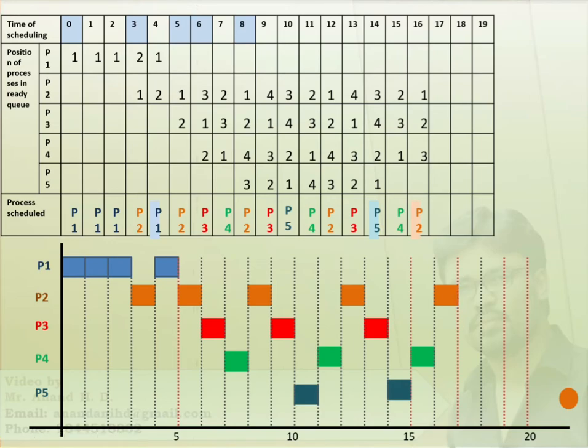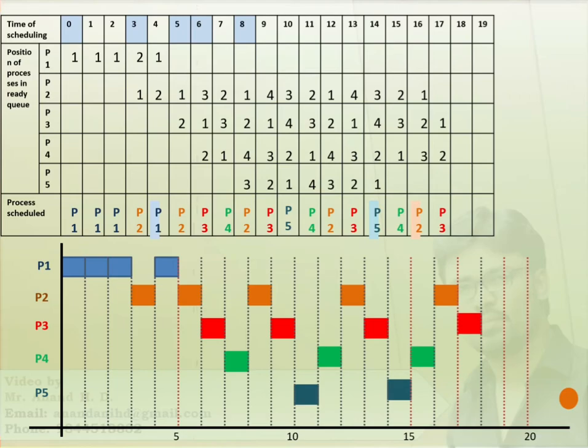Okay, so at 17 time units, there are only 2 processes in the ready queue, P3 and P4 with P3 at first position and P4 at second position. So out of these 2, P3 will be selected for scheduling and it will be executing from 17 to 18 time units.